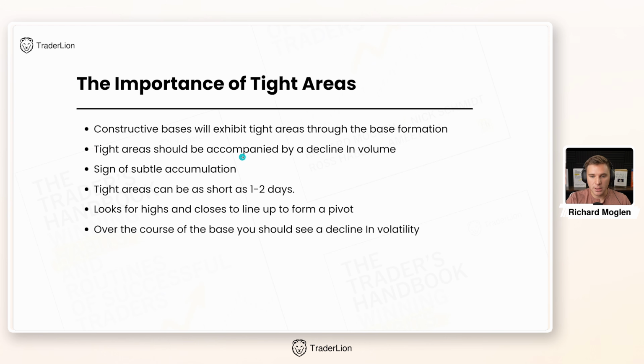Tight areas should ideally be accompanied by a decline in volume. That shows that there's not much trading activity there, that it's being pinned there by institutions. They're accumulating any shares that come to market, and it's a sign of subtle accumulation by those institutions.